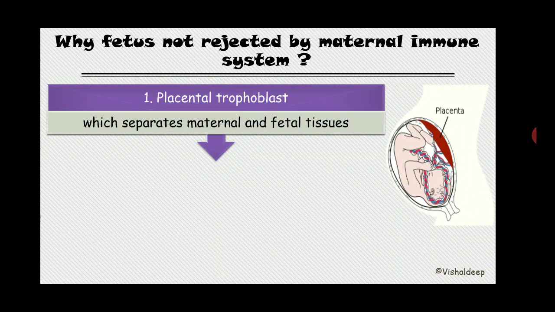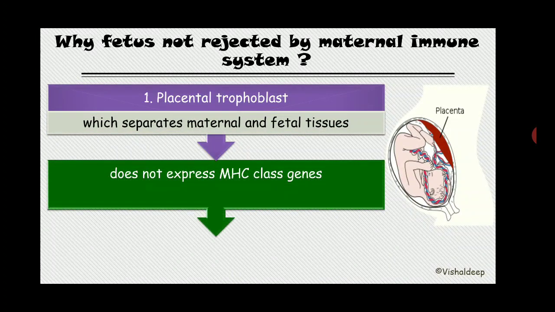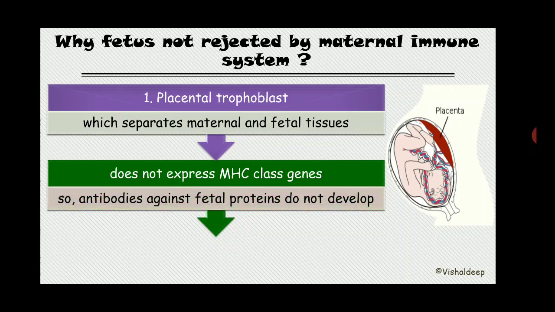The trophoblast does not express the MHC class gene. If you have learned the immune system of the blood thoroughly, then you already know that MHC class 1 and class 2 must be present in order to stimulate the immune system. Because placental trophoblasts do not have the MHC class 1 or 2 gene, they do not express MHC class 1 or 2 protein on the surface, so antibodies against the fetal protein do not develop.